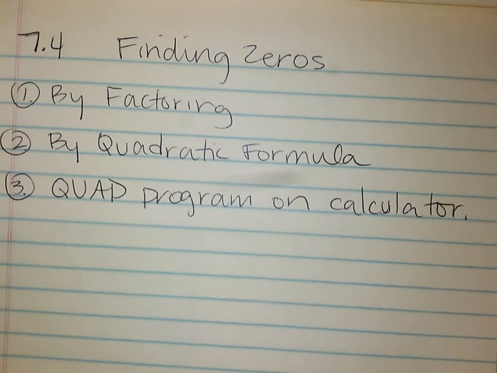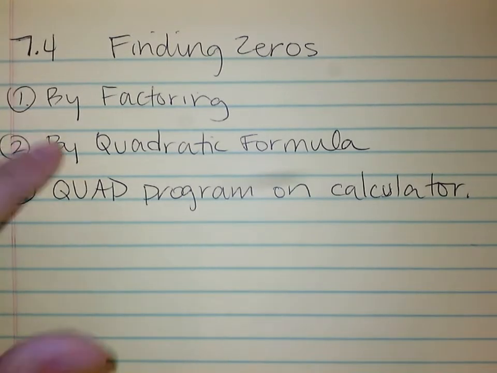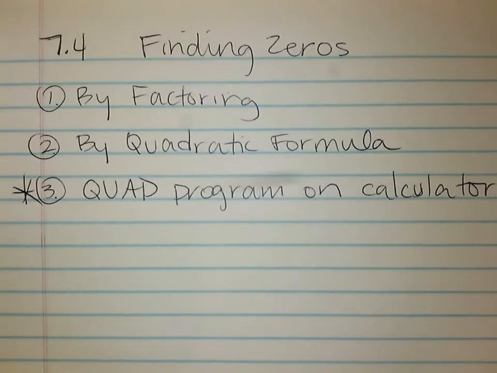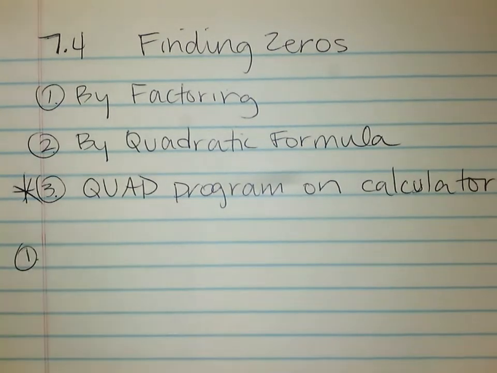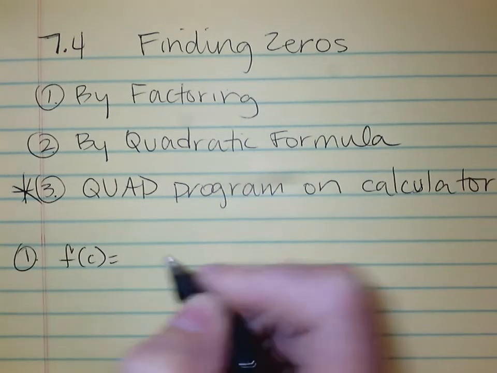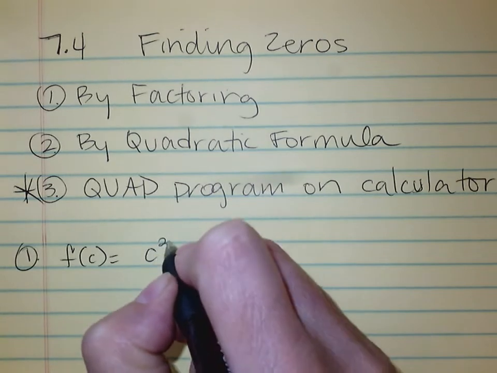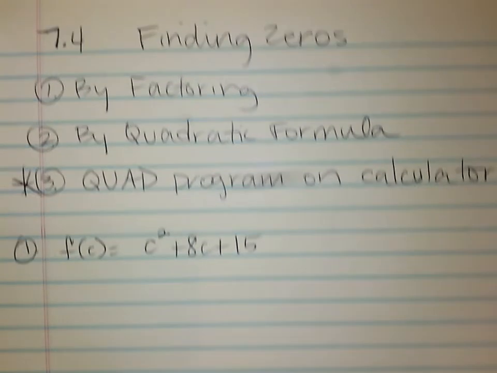Okay, 7.4, this is finding zeros of quadratic functions. There are three different ways we're going to go about doing this: by factoring, by using the quadratic formula, and then definitely highly recommend having the quad program on your calculator, and you'll see why in just a moment. Your first problem will look something like this. It'll say f of c equals c squared plus 8c plus 15.